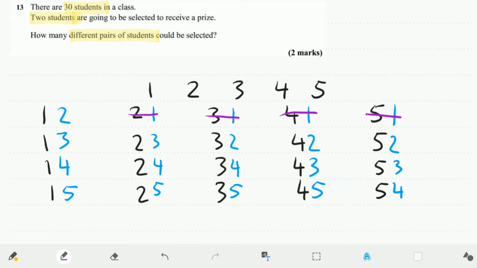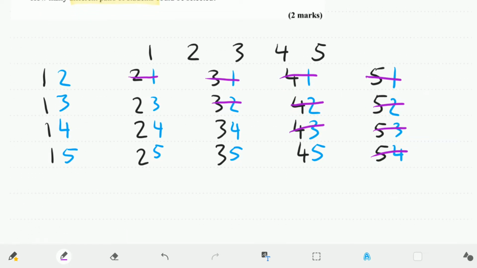If you go on to the next column, 2 and 3 is the same as 3 and 2. 2 and 4 is the same as 4 and 2. 2 and 5 is the same as 5 and 2. The next column we have 3 and 4, which is the same as 4 and 3, 3 and 5, which is the same as 5 and 3, and finally we have 4 and 5, which is the same as 5 and 4. So we are now left with 1, 2, 3, 4, 5, 6, 7, 8, 9, 10. So we started off with 20 pairs, but because the question is asking us for different pairs of students, we ended up with 10 pairs.